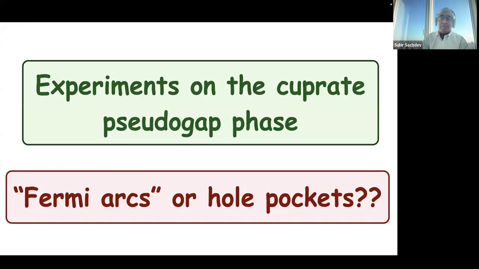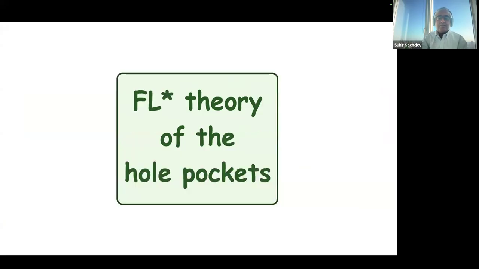Okay, so what I've summarized is this remarkable tension now between photoemission experiments, which see Fermi arcs, and magnetotransport experiments, which see hole pockets. So now let me just give you some very simple pictures of how we're going to reconcile this and different proposals for what the pseudo-gap phase is, and in particular the FL star theory.